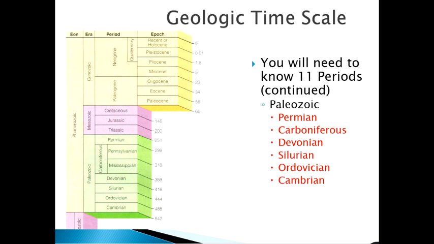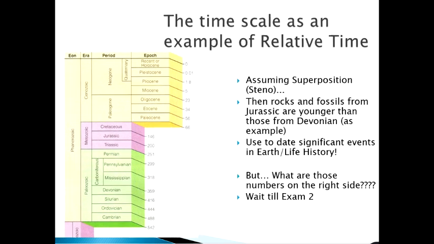The time scale is an example of relative time. If you ignore those numbers over there, and when they first set this up, no one knew these numbers, these rock units are named by the fossils. So this is an example of relative time. The Permian is older than the Triassic. The Triassic is older than the Oligocene. The Oligocene is younger than the Ordovician, and so on and so forth.